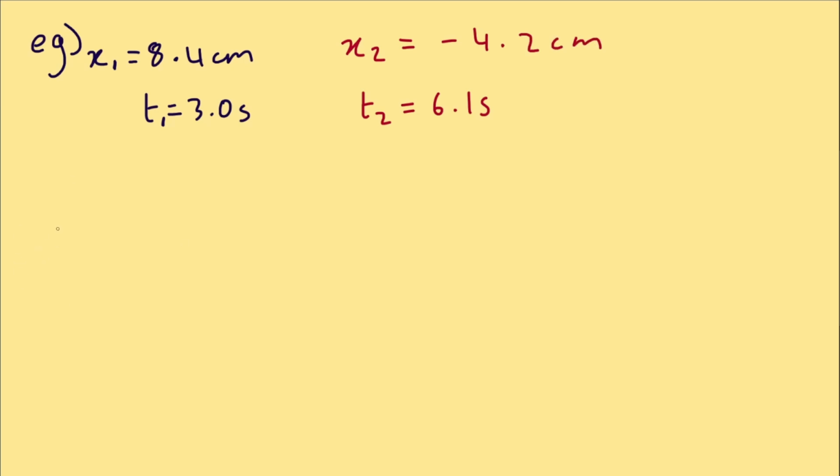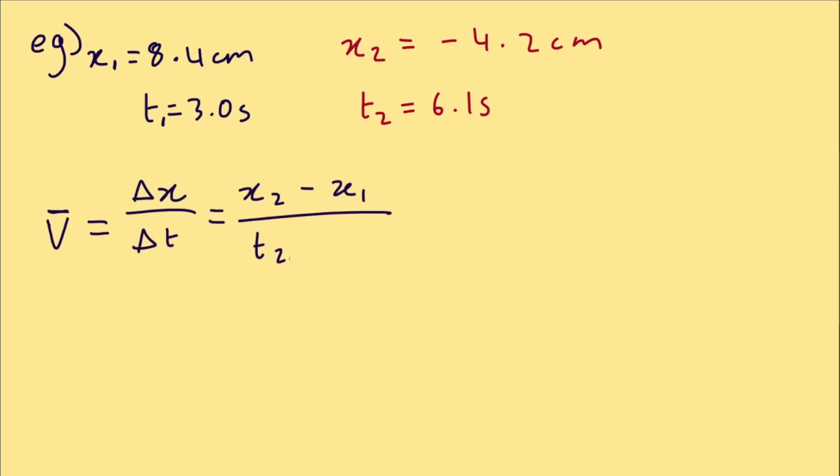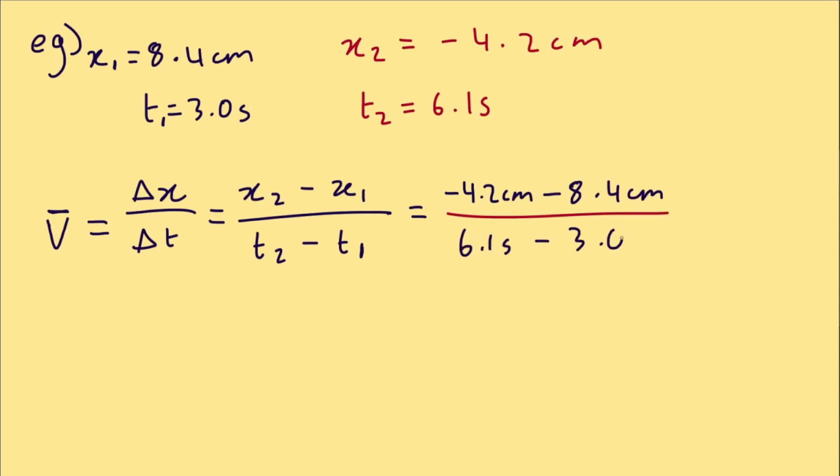Let's use our definition. So average velocity is delta x over delta t, which is x2 minus x1 over t2 minus t1. Let's plug everything in. So x2 is negative 4.2 centimeters, subtracted by 8.4 centimeters, which is x1. Do the same thing at the bottom, so 6.1 seconds minus 3 seconds. The average velocity is roughly equal to negative 4 centimeters per second.